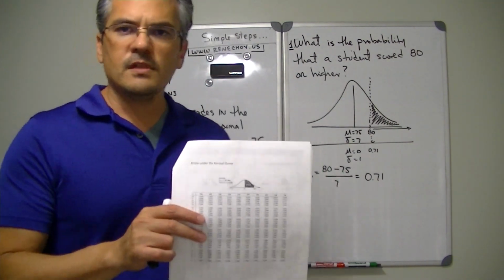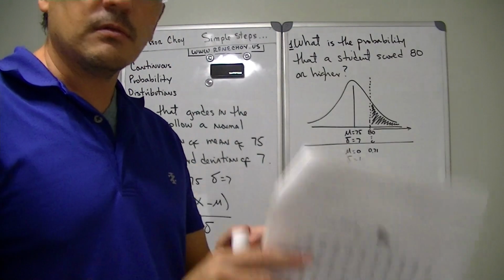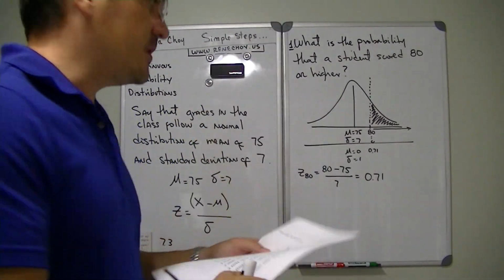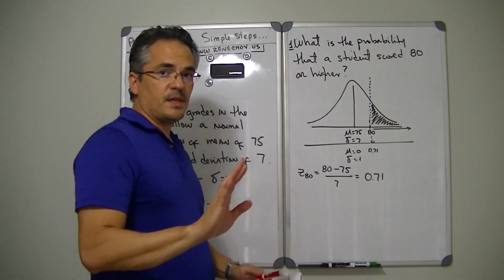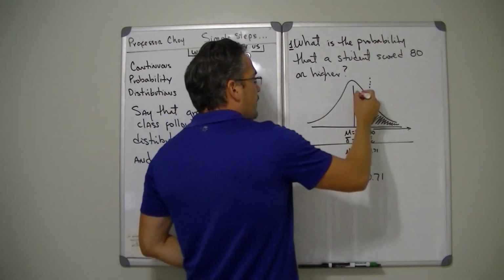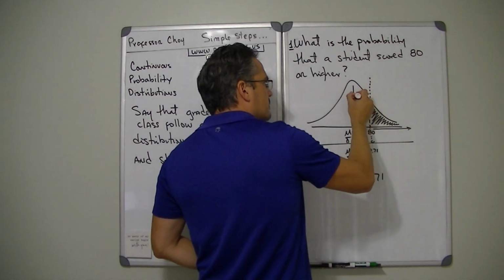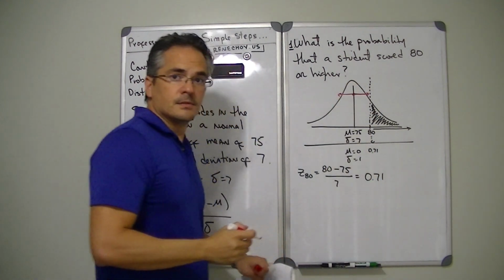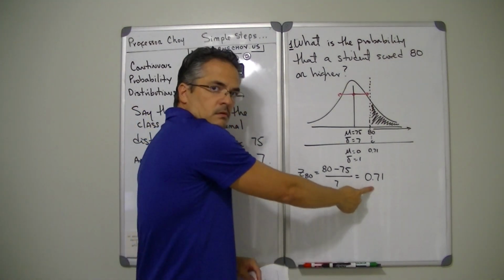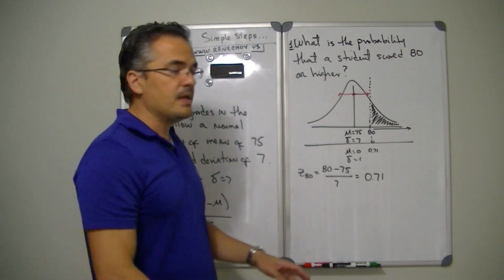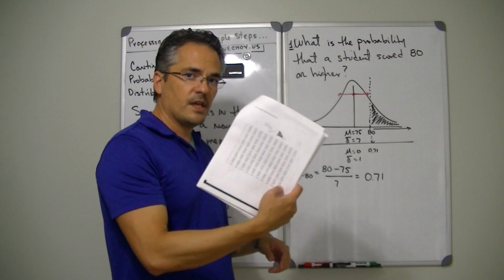Now, all tables are not exactly the same, so you need to figure out what table you're using. The particular table that I'm using always gives me the same probability, okay? It always gives me the probability between the center and whatever number I gave it. So in other words, if I look for this 0.71, it is going to give me the probability between the center and that 0.71. That's what's on this table.